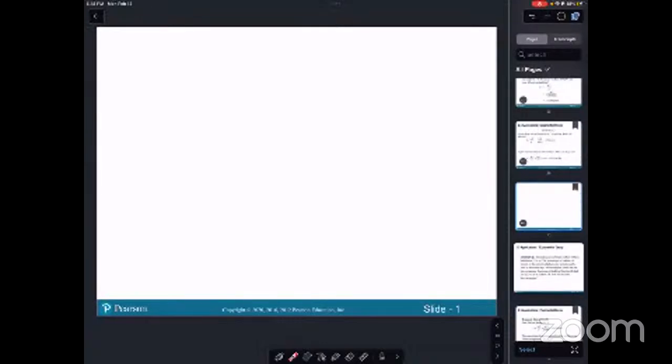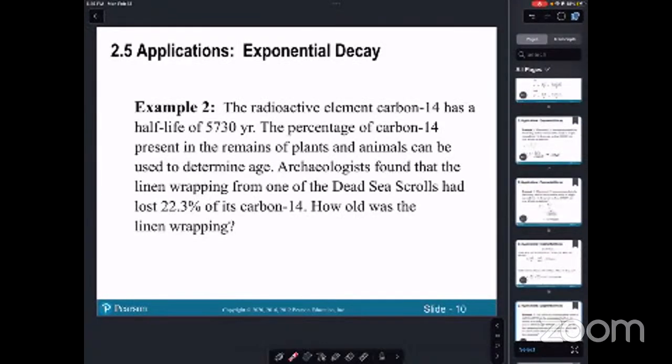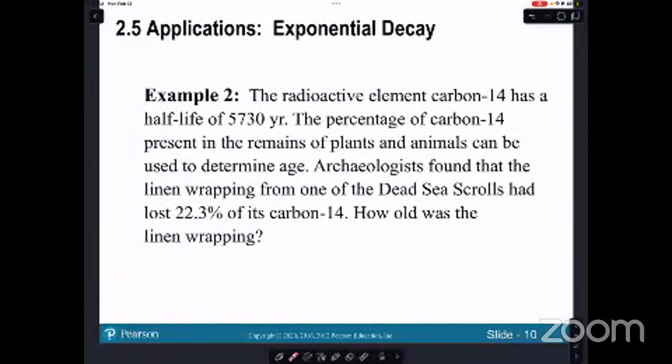All right, so let's see what information they gave us. They gave us that the half-life is 5730 years. Okay. So it lost 22.3%. I think this is all the information they gave us. And then they're asking us to find the age of the wrapping.